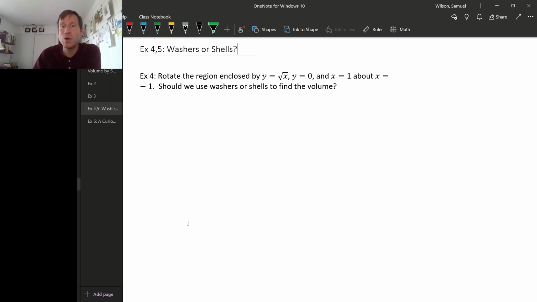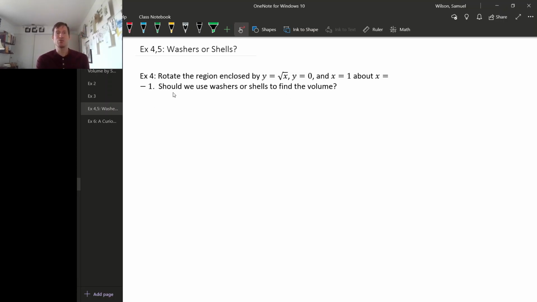We have a couple different ways of finding the volume of regions after you rotate them around an axis. And it can be kind of tricky to know in any given situation if it's better to use one technique or the other. Is it better to use washers or is it better to use shells? So let's look at a couple examples where we'll think about that question and set up the corresponding integrals. We won't actually evaluate these integrals, but let's set them up just to see how it works out.